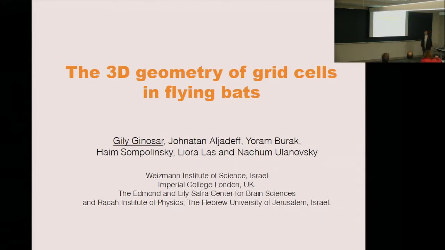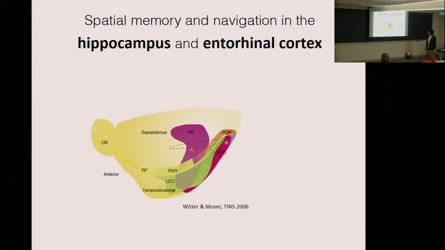All right, good morning. My name is Gily Ginosar, and I'm a PhD student in the lab in Israel. So, 3D grid cells in bats. Continuing from yesterday's talk, we know today that spatial memory and navigation happens largely in two highly interconnected areas, the hippocampus and the entorhinal cortex. Here is depicted in our brain the hippocampus and the entorhinal cortex.